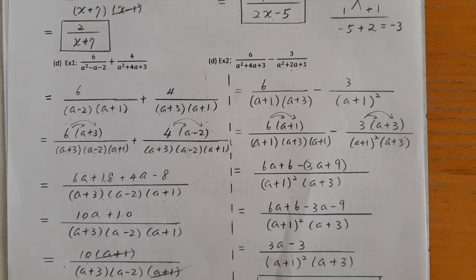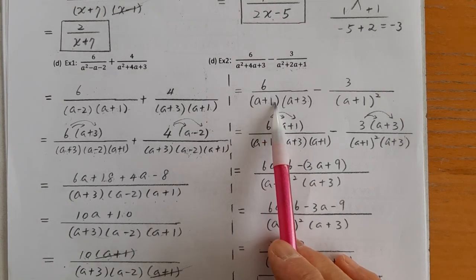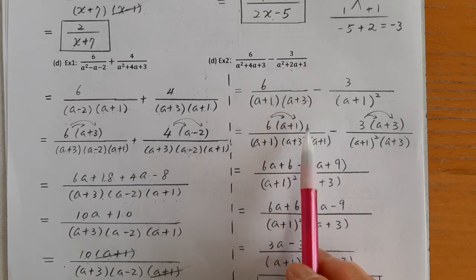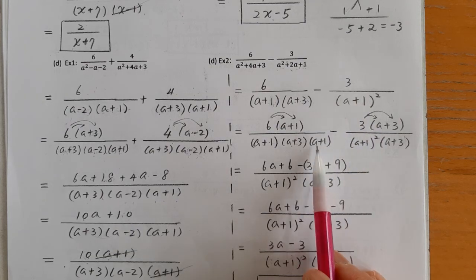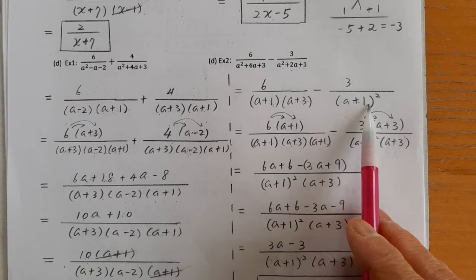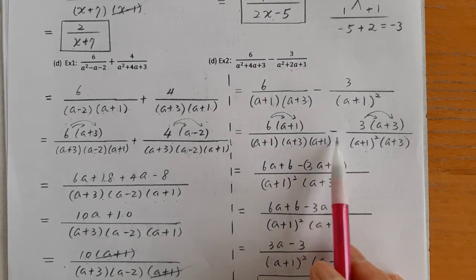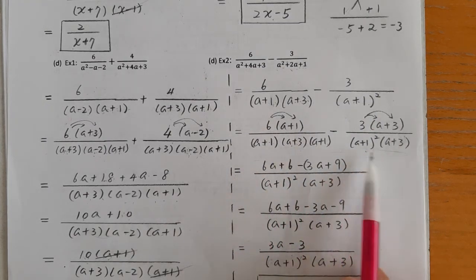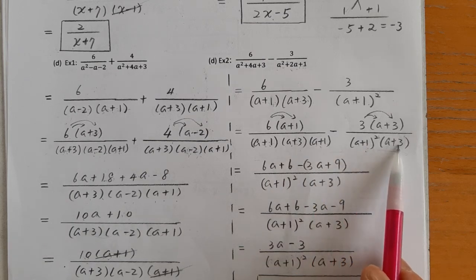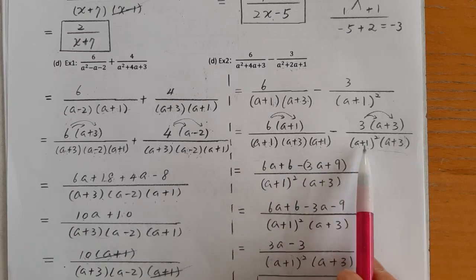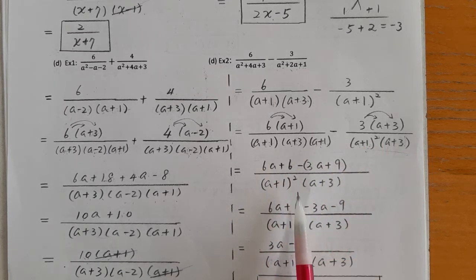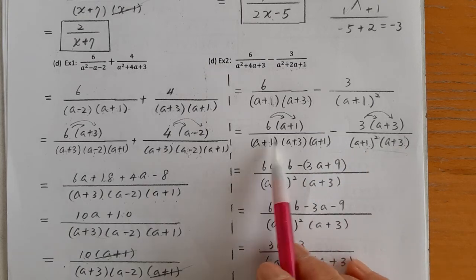So factored denominators. Then find the least common denominator, LCD. Here it's a plus 1, you pick up a plus 1. Here's a plus 3, you pick up a plus 3. Here it's a plus 1 squared, so you pick up a plus 1. And here has a plus 1 squared. So LCD is this, a plus 1 squared times a plus 3. A plus 1 quantity squared times a plus 3. This times this is the same as a plus 1 quantity squared. So LCD is this one or this one.